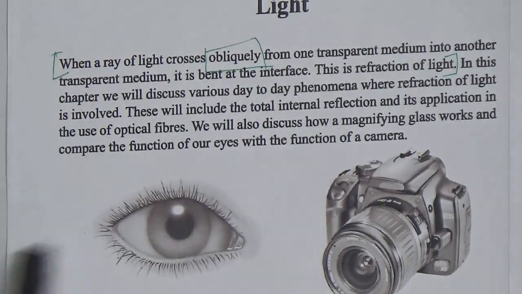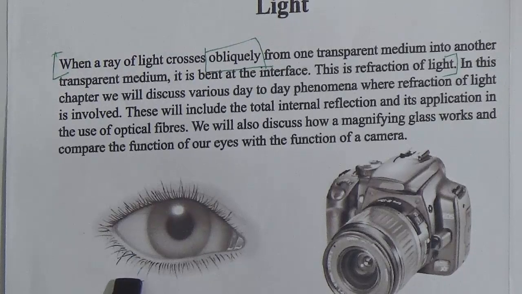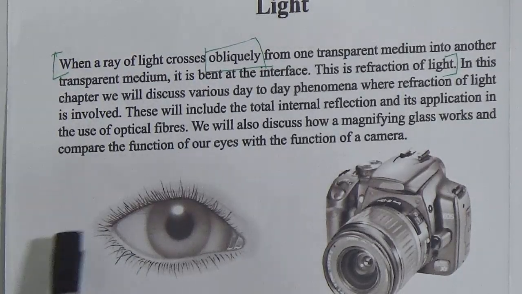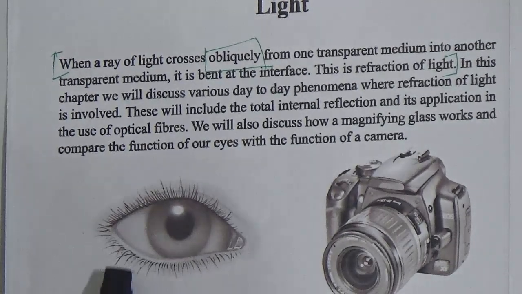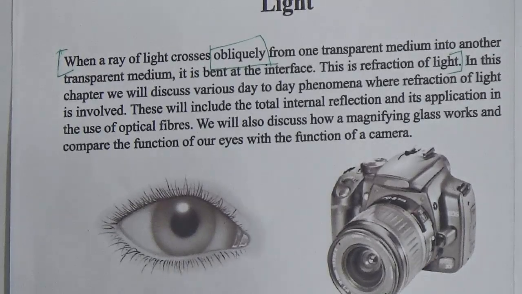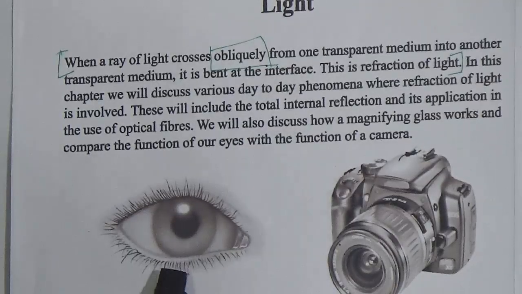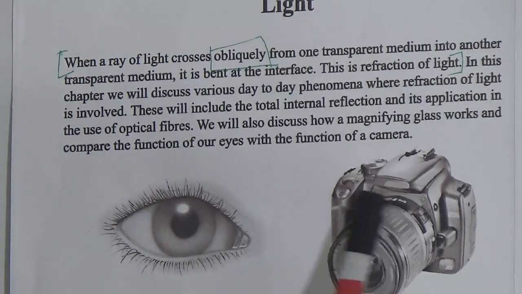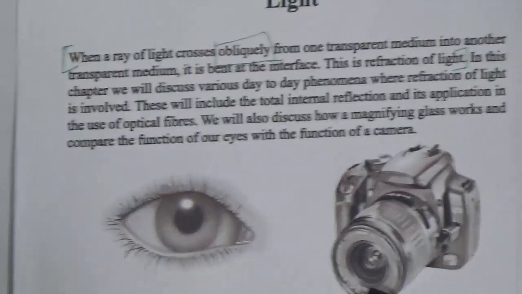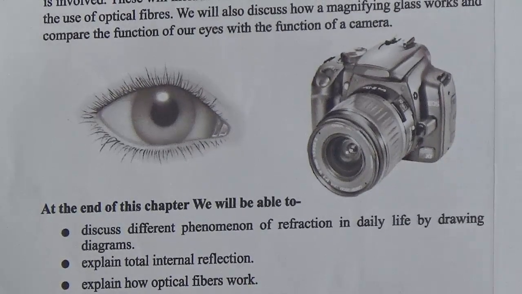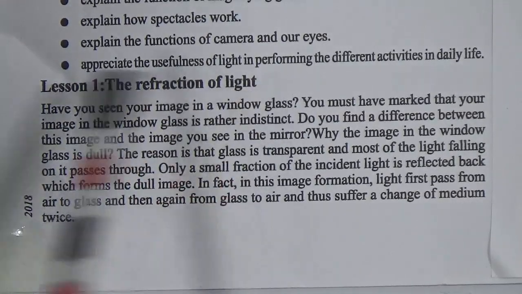We already learned reflection of light in the class 6 science book, and now we are going to learn elaborately about reflection and refraction in this chapter. With this we will also learn about our eyes, which we also learned in the class 6 science book, and the similarity and dissimilarity, or comparison, of the eye and the camera. So let us move to our lesson 1, the refraction of light.